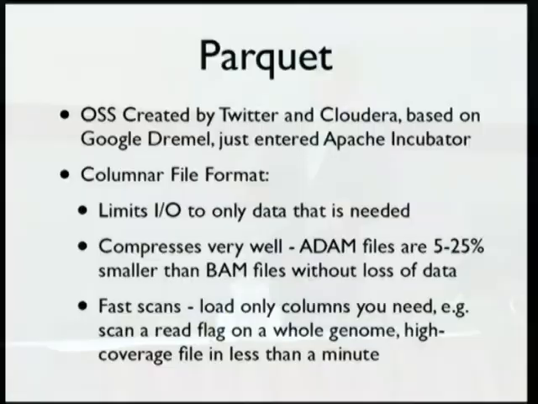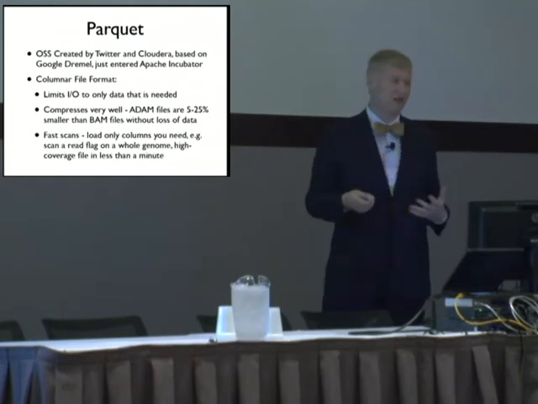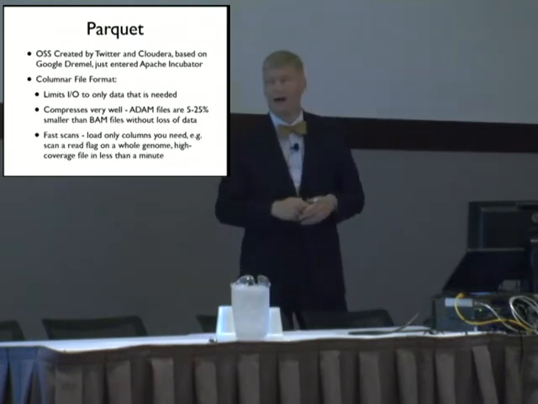One of the things that I'll talk about today is the way that we're storing our data. I mentioned earlier that we use Parquet. Parquet is an open source columnar data format that was created originally by Twitter and Cloudera, and it's based upon Google Dremel, which is a high performance columnar data store that was published a few years ago by Google. This is an Apache license project. It actually just entered the Apache incubator last month.